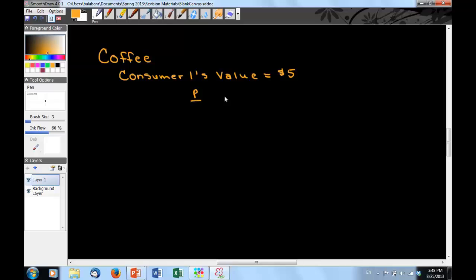So we could do a little schedule here of price and quantity demanded, and we could ask Consumer 1, how much would you be willing to buy at various prices? I'm just going to keep things simple and keep my price of a cup of coffee in whole numbers. So if the price of a cup of coffee were $6 and you asked Consumer 1 if they'd be willing to buy it, Consumer 1 would say, no thank you. Consumer 1 is not going to pay $6 for something that's only worth $5 to him or her.